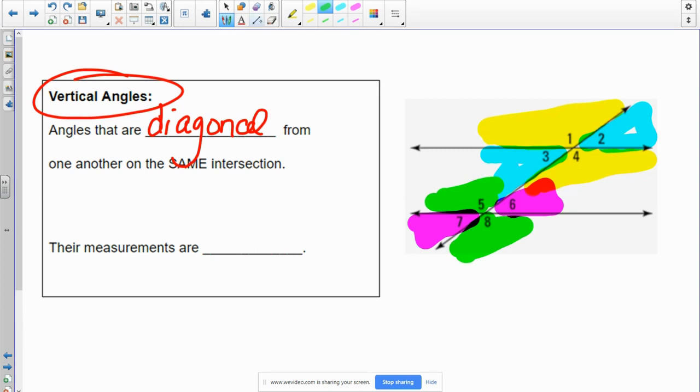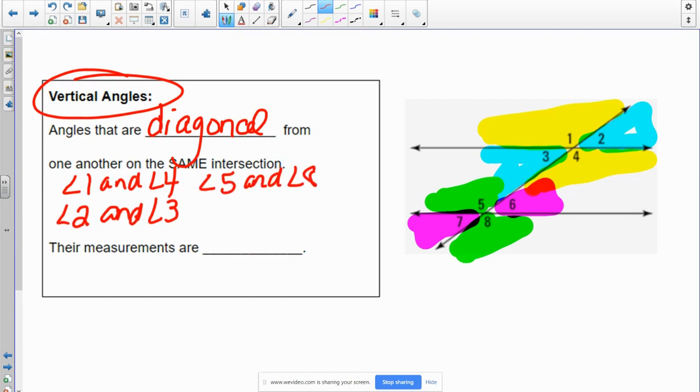So I'm just going to write what we just talked about over here. Angle 1 and angle 4 are vertical. Angle 2 and angle 3 are vertical angles. Angle 5 and angle 8 are vertical angles. And angle 6 and angle 7 are vertical angles. Now, their measurements, and this is the most important part. Yes, we need to be able to name them and recognize them, but we also need to know their measurements. Their measurements are congruent.